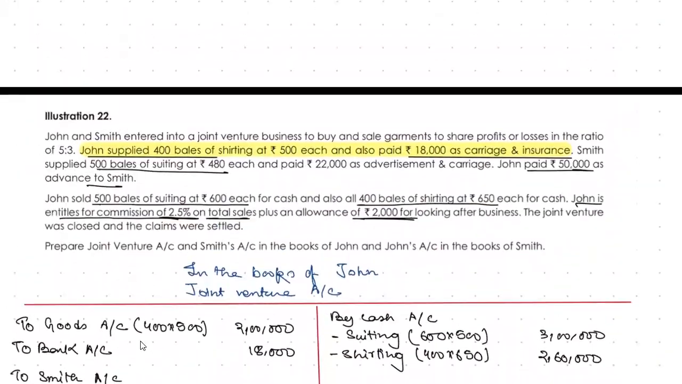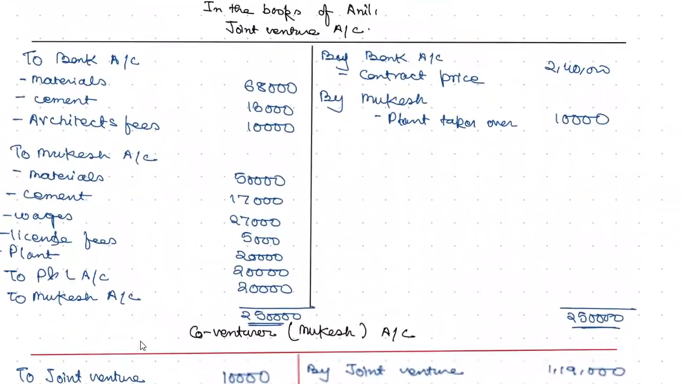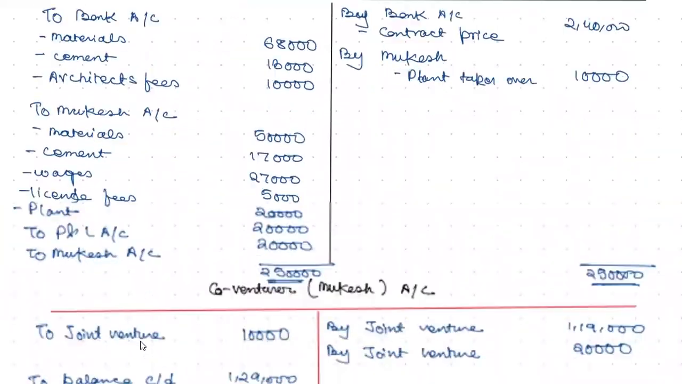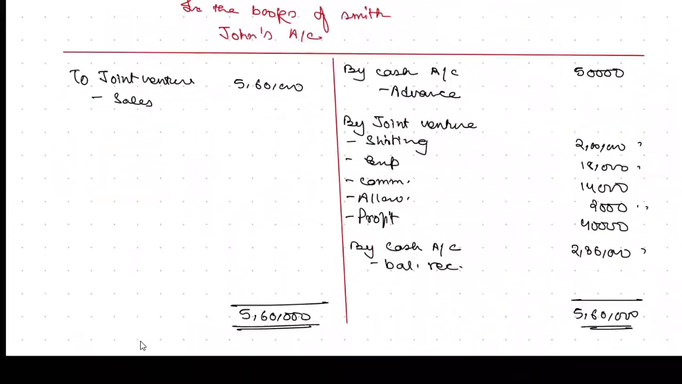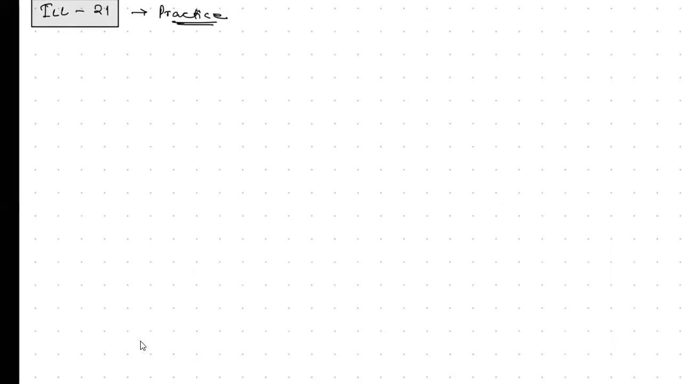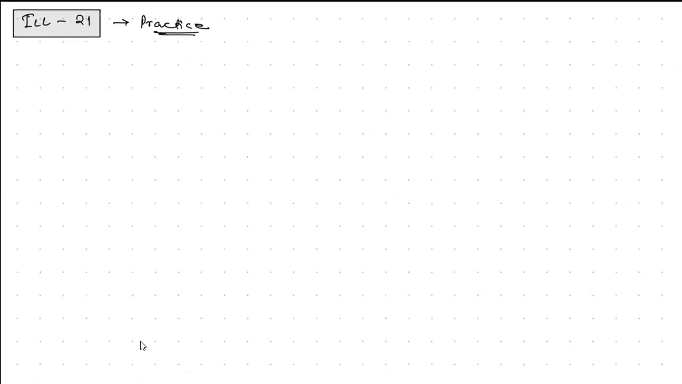This was all for separate set of books. Remember there is illustration 21, which will be on your part. I may write it over here: Illustration 21, I have left it. It will be on your part. Now the next method, one of the easiest methods and our last method, is the memorandum joint venture account.